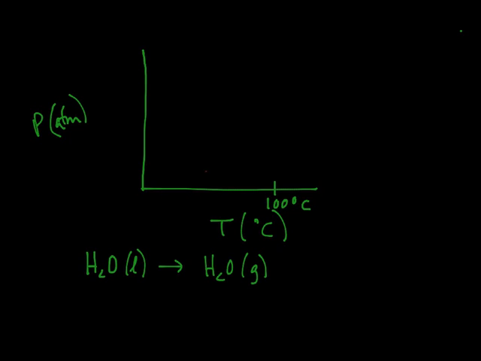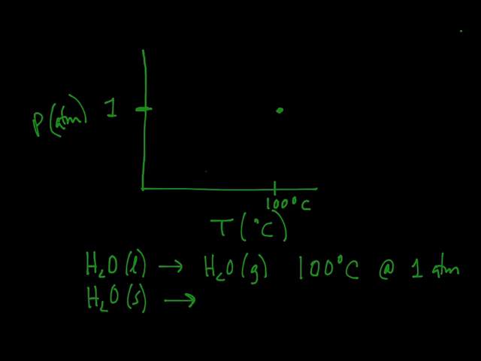We know that at a certain pressure, and this is actually 100 degrees Celsius at 1 atmosphere of external pressure. That's sea level on Earth. So here is 1 atmosphere. And we know that right here we're going to have water boiling or water evaporating at that point. We know that water melts at 0 degrees Celsius at 1 atmosphere. So water is going to melt at 0 degrees at 1 atmosphere.